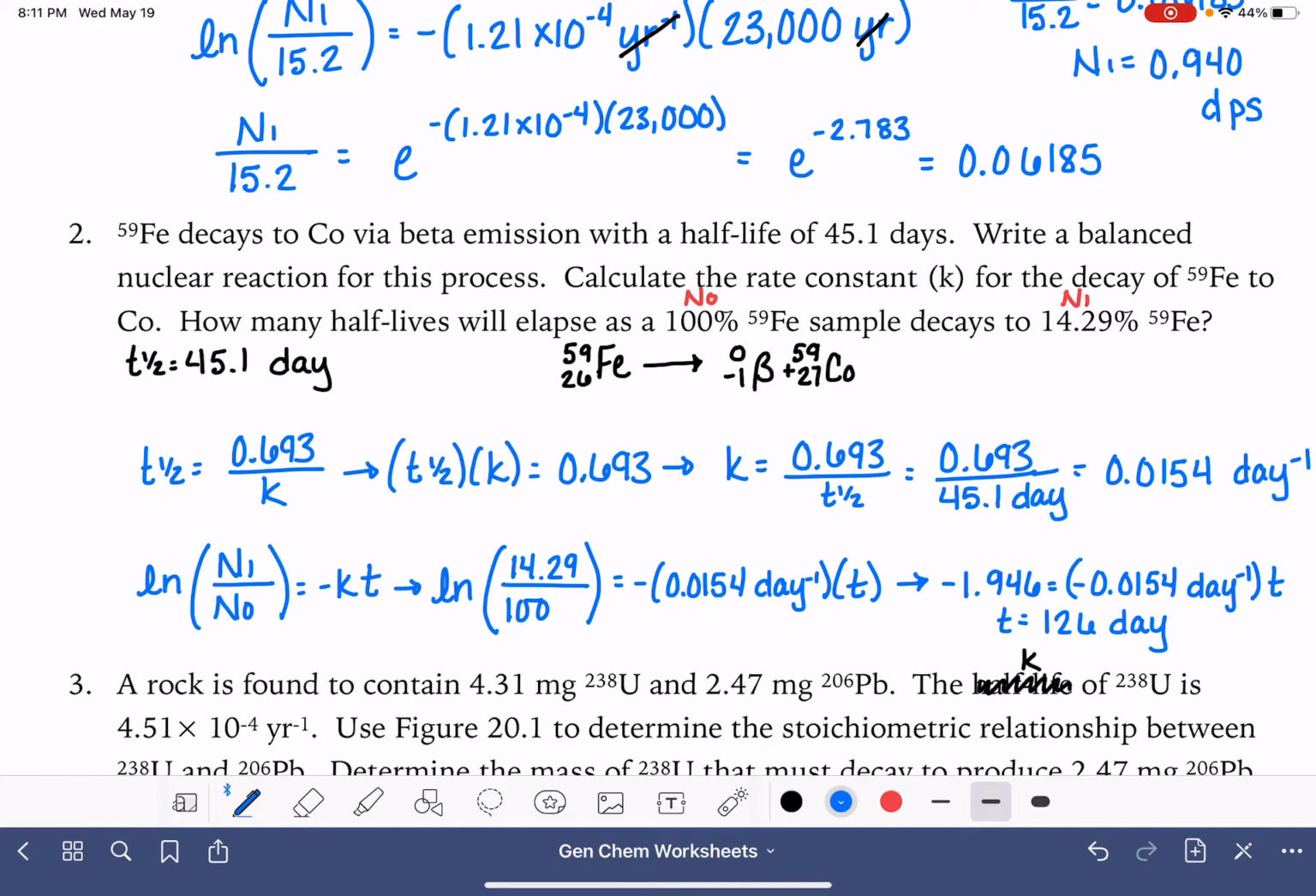That's not what the problem is asking us to solve. The problem didn't ask us how many days it is. The problem asked us how many half-lives it is. To solve this, we're just going to do a unit conversion. We know it's 126 days. We know that 1 half-life, I'm just going to use our abbreviation T1/2, 1 half-life is 45.1 days. If we set it up like this, the day unit is going to cancel, and we're going to be left with the number of half-lives. So we're basically just dividing the number of days by the length of our half-life, 2.8 half-lives.